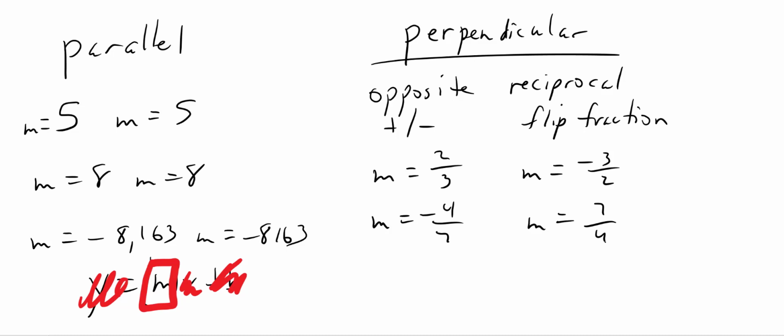Pretty easy. If I give you a whole number, like if the slope is 4, just think of it as 4 over 1. So the opposite reciprocal is going to be negative 1/4.